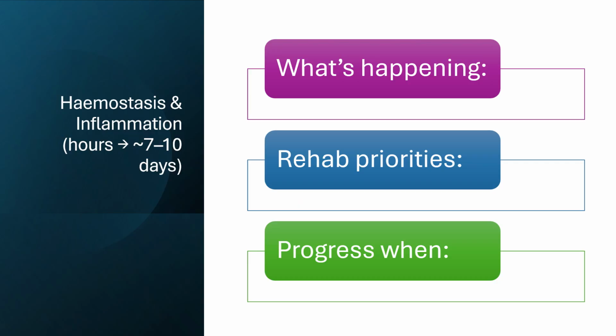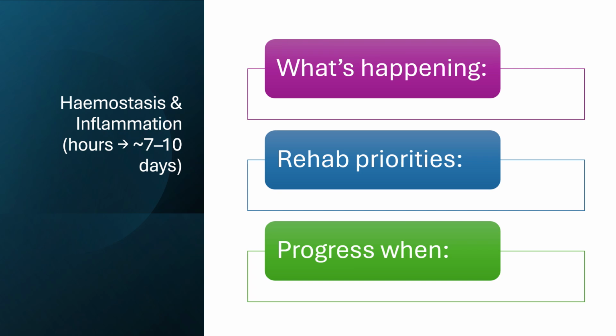Knowing and understanding the stages of healing within tissue is really important when we start putting together rehabilitation programs. Now, hemostasis and inflammation happens hours after the injury, and sometimes it will go on for about 7 to 10 days. What happens during this stage?